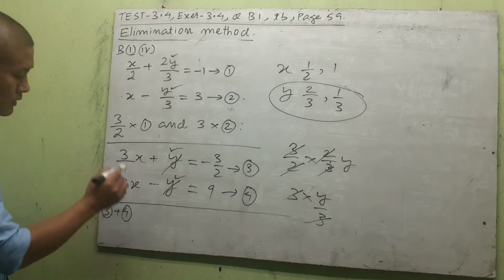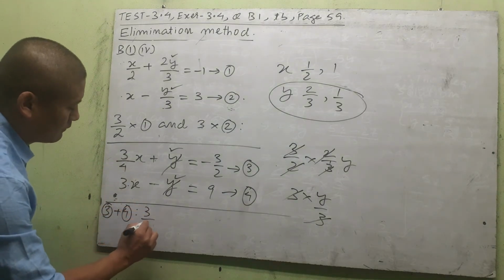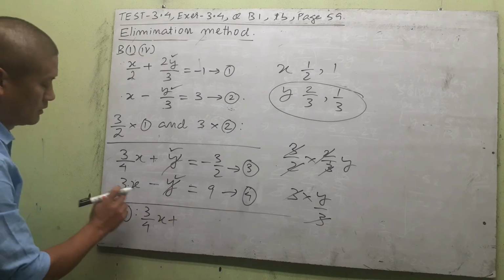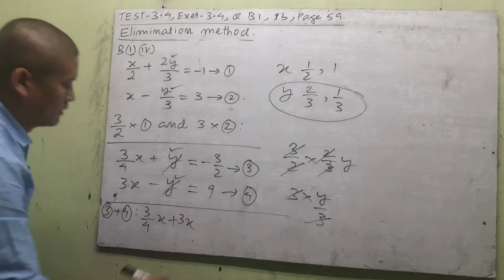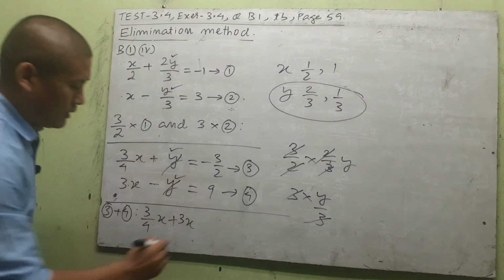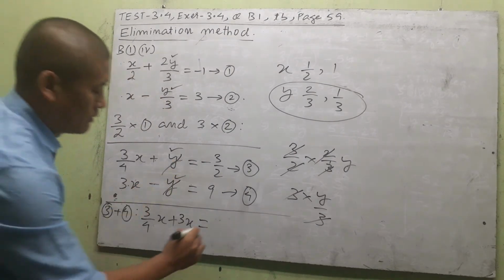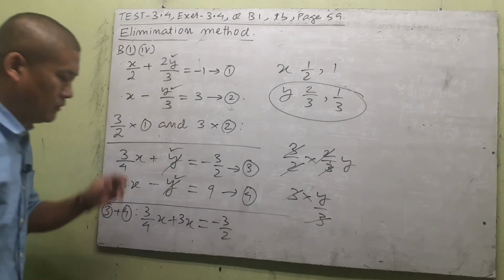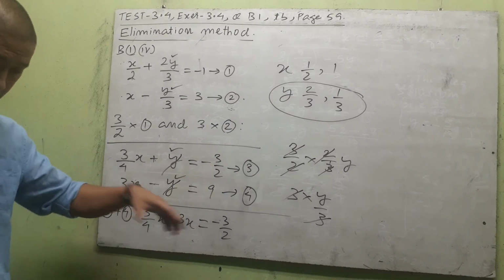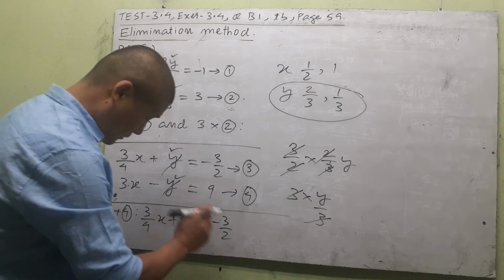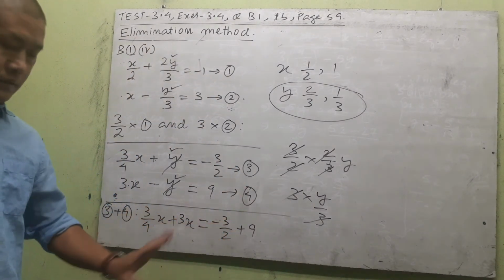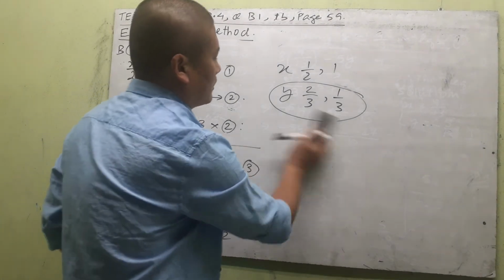Then next, this one here, we write 3 by 4x. Then here no sign means plus 3x. This plus this, this plus this, that's the meaning of 3 plus 4. Then equal. Then minus 3 by 2. We're doing this because we cannot add or subtract 3 by 2 to 9 directly. It's in the form of a fraction. No sign means plus. So we have to solve this and get the value of x. So let us go and do that.